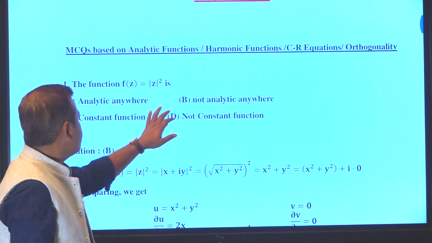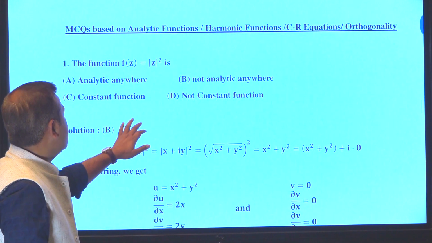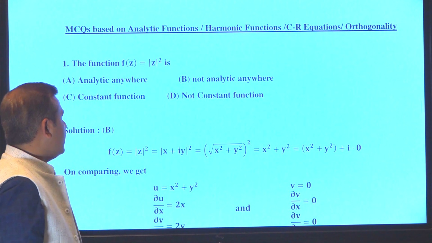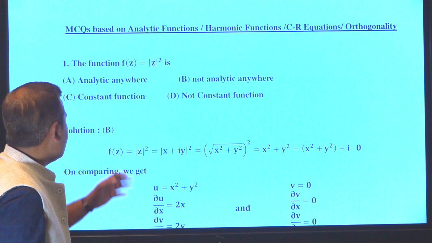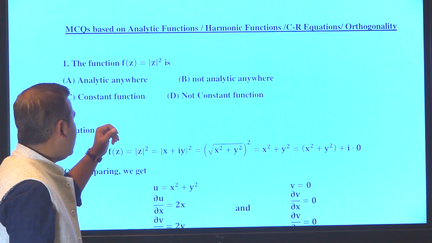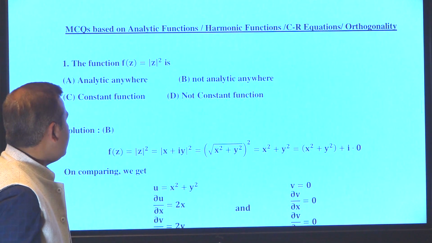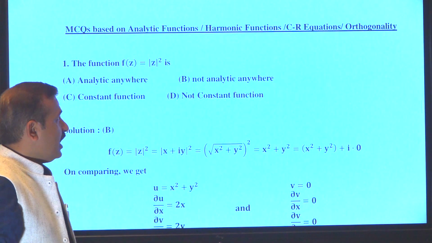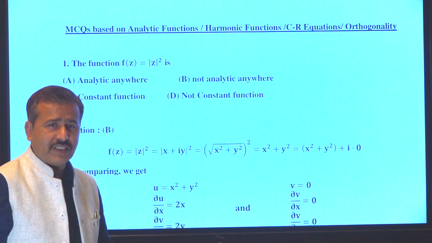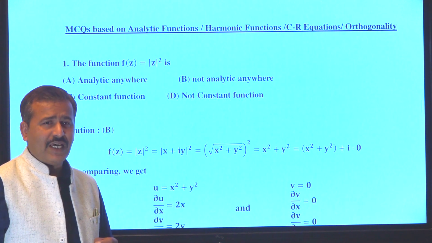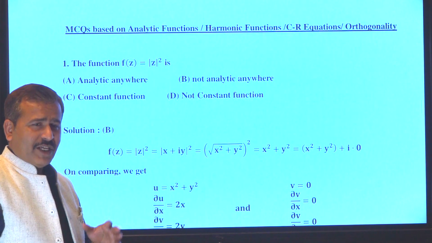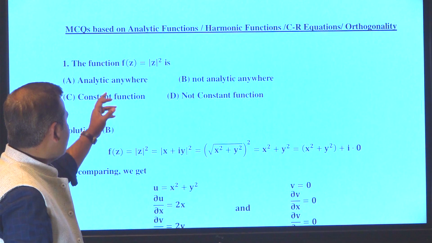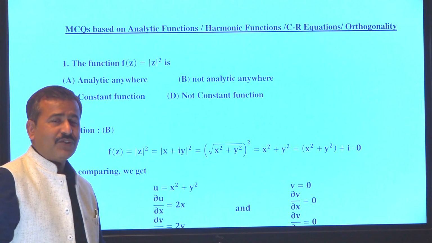So see this one. The function f(z) equal to modulus of z squared is, the options are like this: analytic anywhere, not analytic anywhere, constant function, not constant function. Friends, we have already discussed what an analytic function is. f(z) equal to u plus iv is a complex function, and here we have to check whether the function f(z) equal to modulus of z squared is analytic.